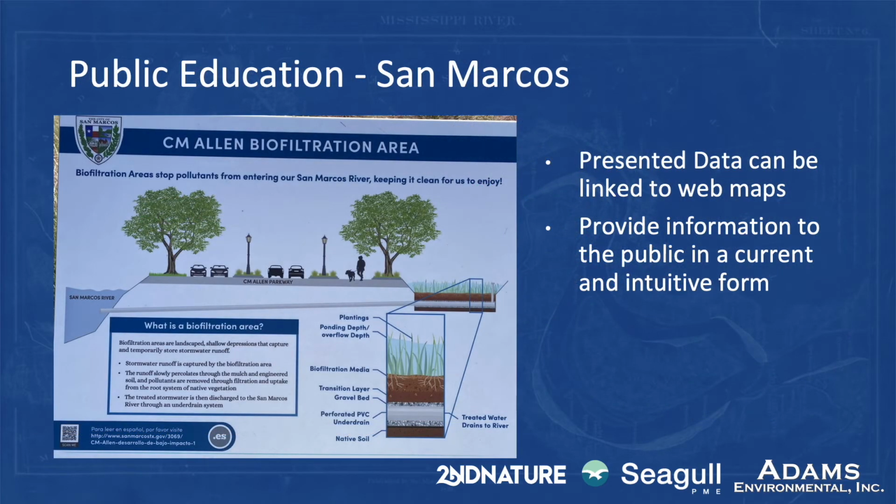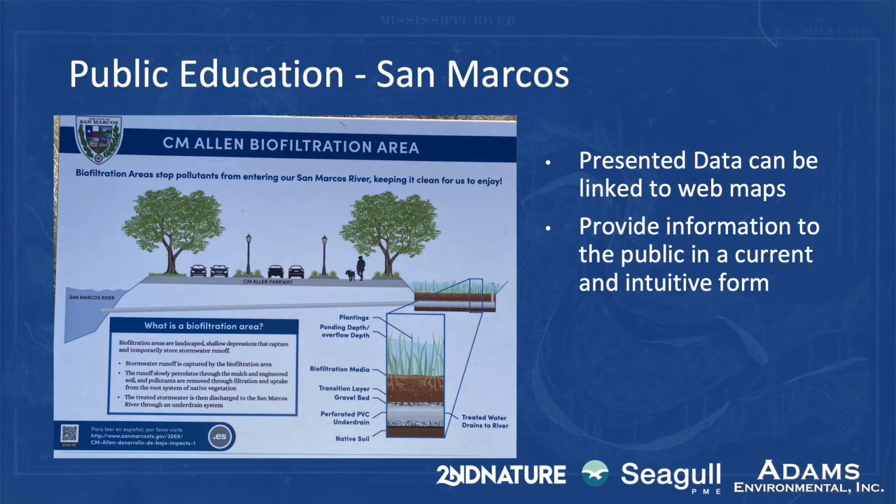What you see here is a sign from my old stomping grounds of San Marcos, Texas. This sign is about biofiltration areas, and there's a diagram down there to show you how they work. And if you look on the bottom left, there's a QR code that says Scan Me. When the user scans this, it takes them to a website where they can learn more about the subject.